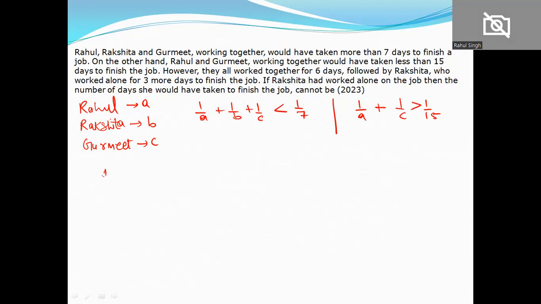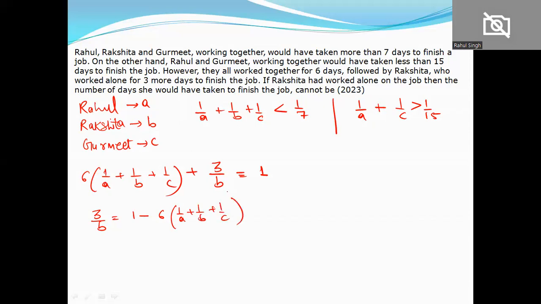पहले तो इसको कर लेते हैं 1 by a plus 1 by b plus 1 by c. Together they work for 6 days, and then last के 3 days Rakshita worked all by herself. So 1 by b and the job get completed. So we got one work completing like this. Alright. So यहाँ से 3 by b equals होगा 1 minus 6, 1 by a plus 1 by b plus 1 by c. Alright.